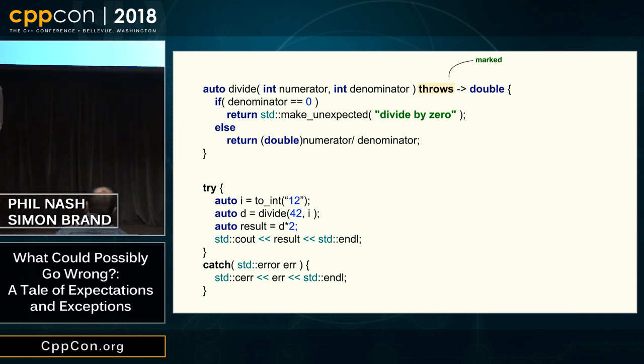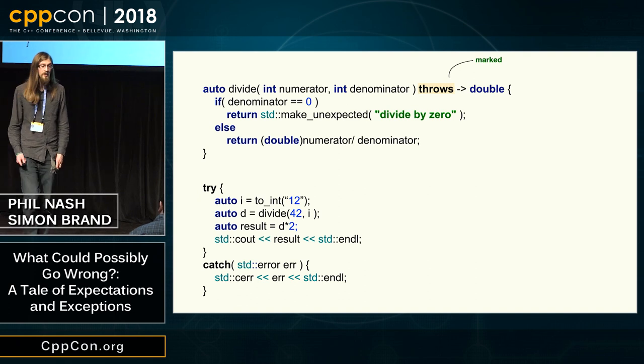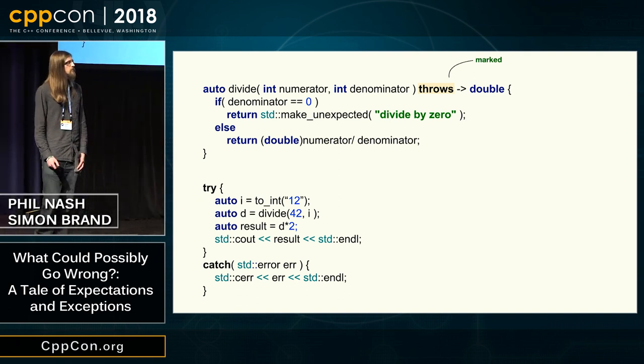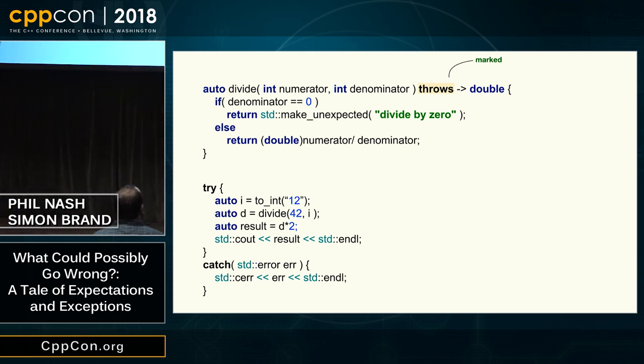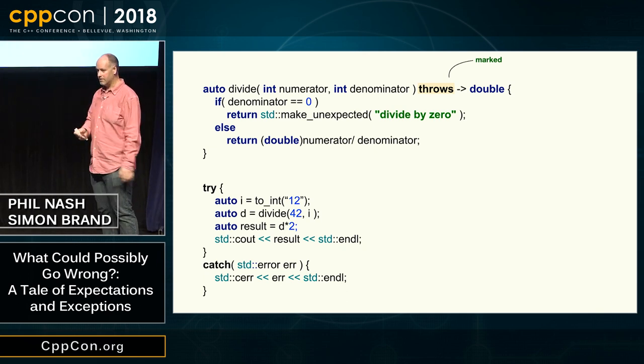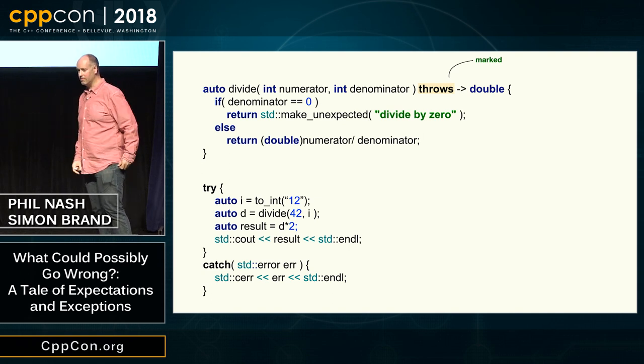Does this cover constructors as well? Can constructors throw in this new way? Constructors and operators, yes. So you couldn't do that with the std expected based returns, because you don't have that return channel. But because the compiler knows about this, yes, it can do that. It's as if it's created a new return channel for you.